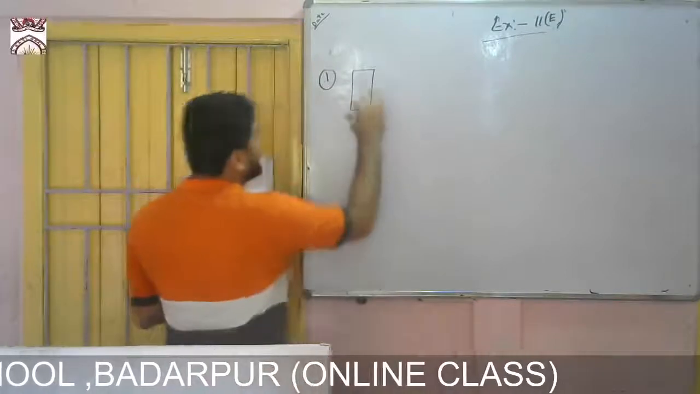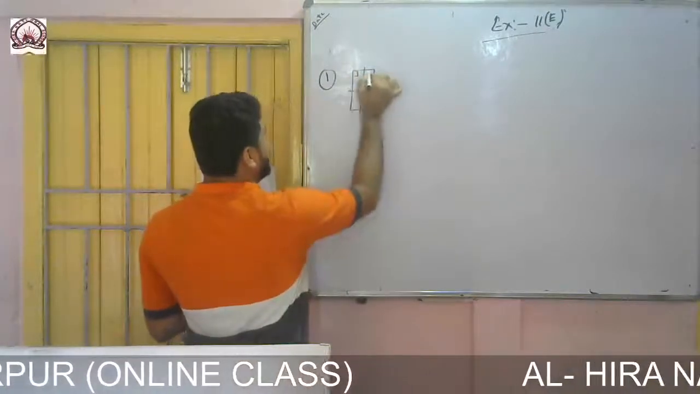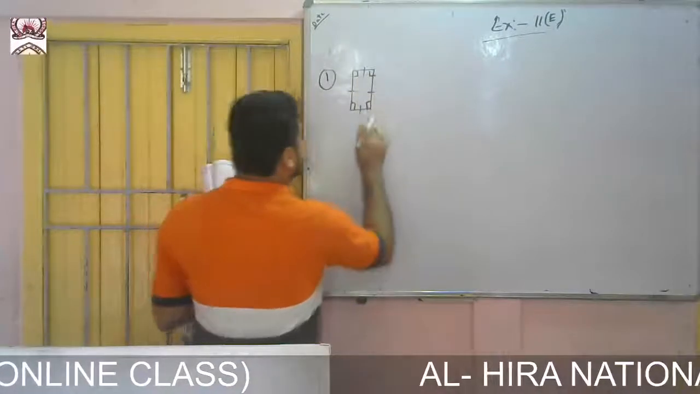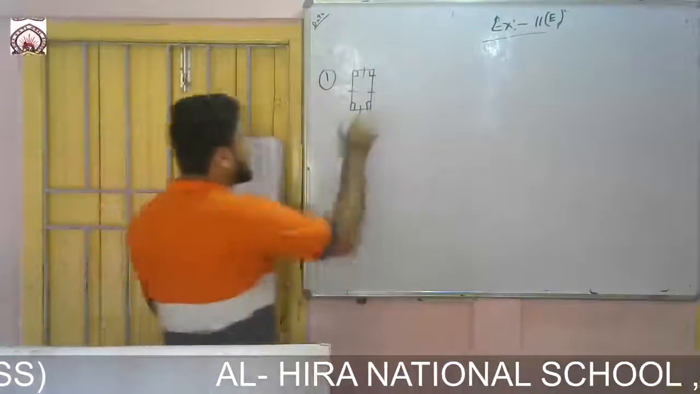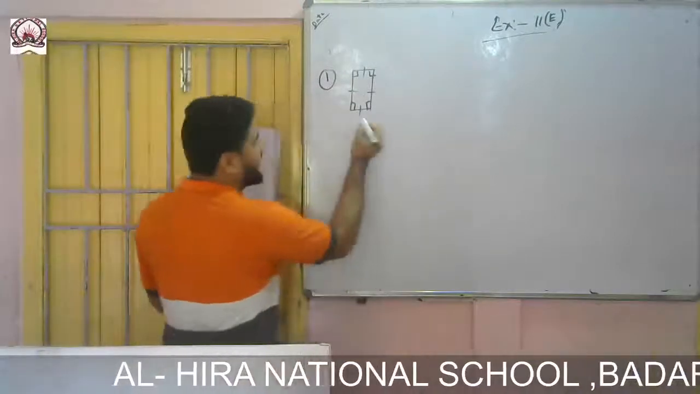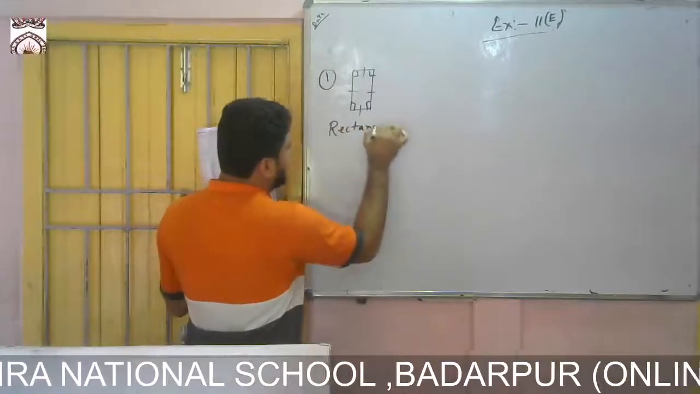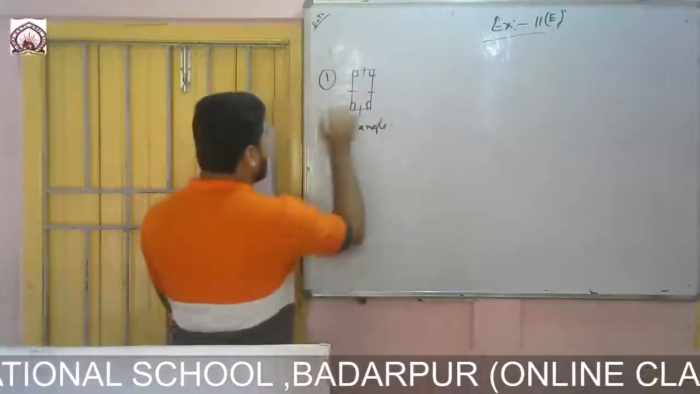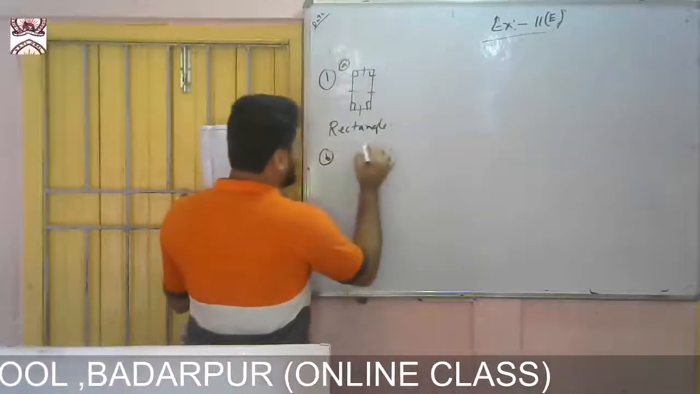Because this side and this side are parallel, this side and this side are parallel, and they have 90 degrees. The adjacent angles are at 90 degrees. So question number 1 is a rectangle. Now 1B, what is there?